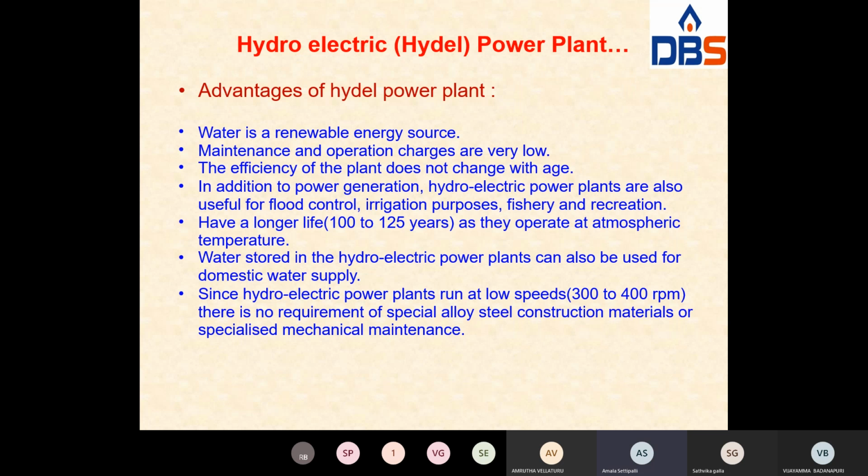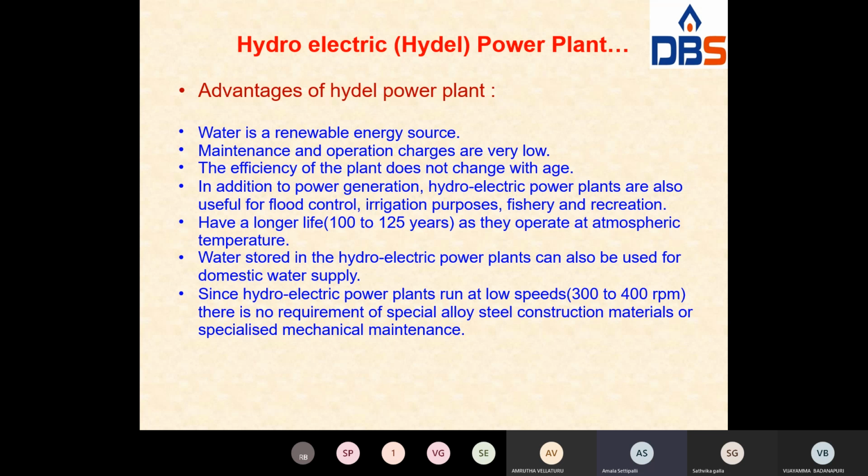Now the advantages of hydroelectrical power plants. Water is a renewable energy source, and there is no need to purchase it, as it is available naturally and freely in nature. Maintenance and operation charges are very low, and the efficiency of the plant does not change with age. Even as the age of the power plant increases, the efficiency will not decrease.